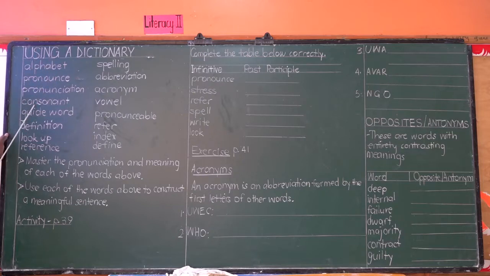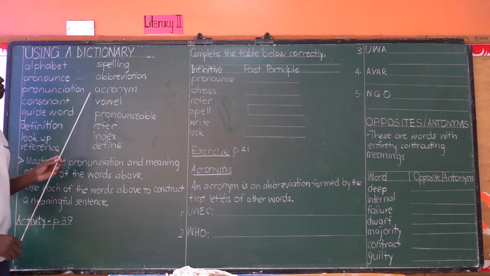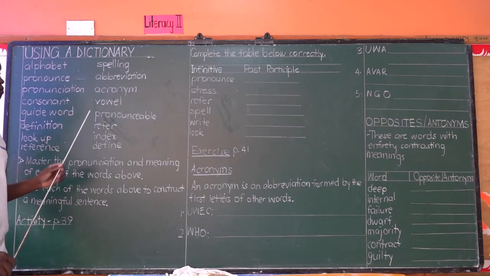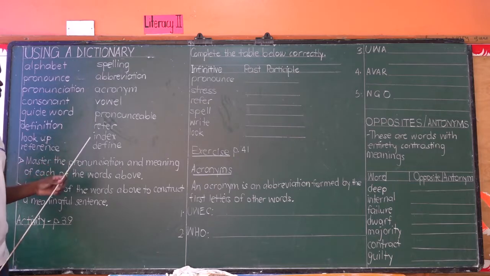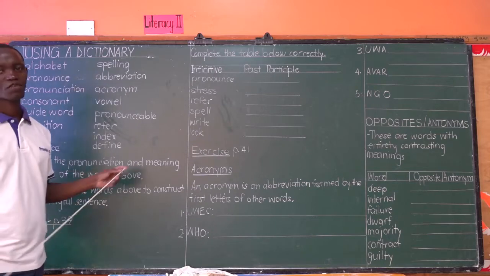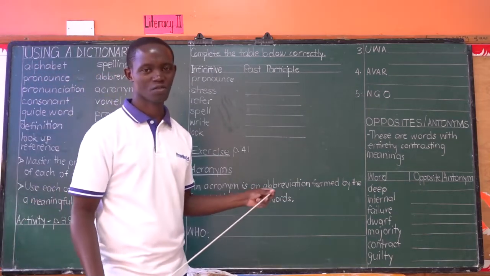Next is consonant, and then guide words, definition, look up, reference, spelling, abbreviation, acronym, vowel, pronounceable. What can be pronounced is pronounceable. Then refer, index, and finally define, according to my list on the board.